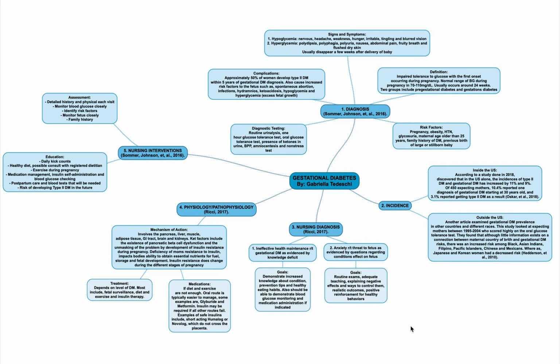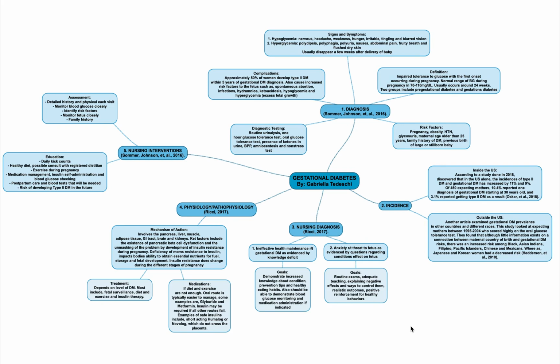So then the physiology and pathophysiology, so the mechanism of action. So obviously gestational diabetes is a lot like regular diabetes in the case where it involves the pancreas, the liver, the muscles, the adipose tissue, the GI tract, the brain, and the kidneys. Key factors include the existence of pancreatic beta cell dysfunction and the unmasking of the problem by development of insulin resistance during pregnancy. So when mom is pregnant, she obviously has a lot of hormonal imbalances and other changes that her body goes through. So this can be one of them.